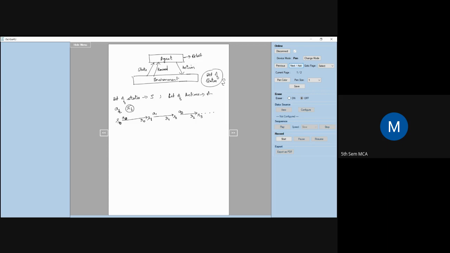It can perform any of a set of possible actions. We have a set of possible states and a set of possible actions, A. S is going to contain something like S1, S2, S3. These are all possible states in which the robo can be.